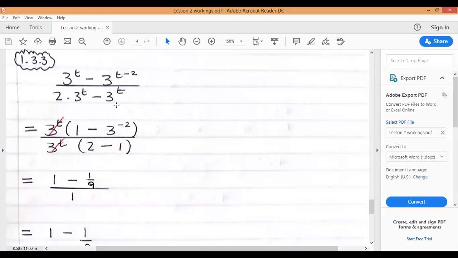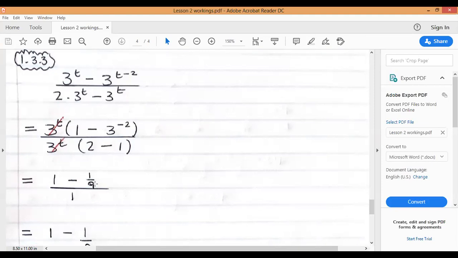Then here you must also factorize. What is common here? 3 to the power of t is also common. Then, because this dot means multiplication, you need to put your 2 here because you've already taken your 3 to the power t out, right? Then 2 times 3 to the power of t, you must get 2 times 3 to the power t. When you say 3 to the power t times 1, you must get 3 to the power t. Then 3 to the power of t will cancel 3 to the power of t. Then you'll be left with 1 minus 3 to the power negative 2 over 2 minus 1. 2 minus 1 is 1.